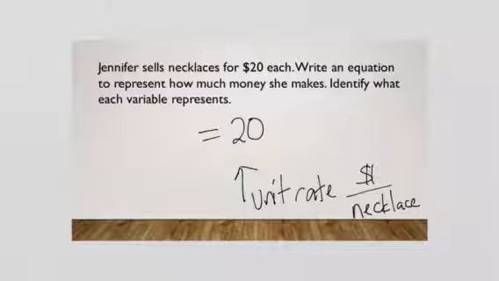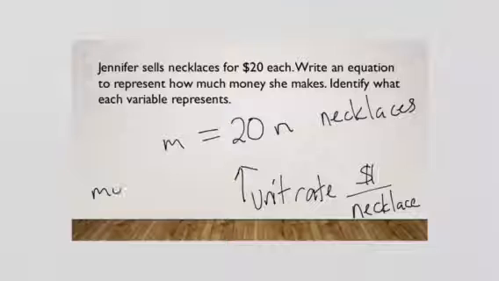Now, if she sells one necklace, she makes $20. 2 necklaces, she makes $40. So what if I use an N and I represent that for necklaces? And on the other side, what if I use M for money made? How much total money made? Okay, so you can use whatever variables you want. Doesn't really matter, but you do have to be able to define them.